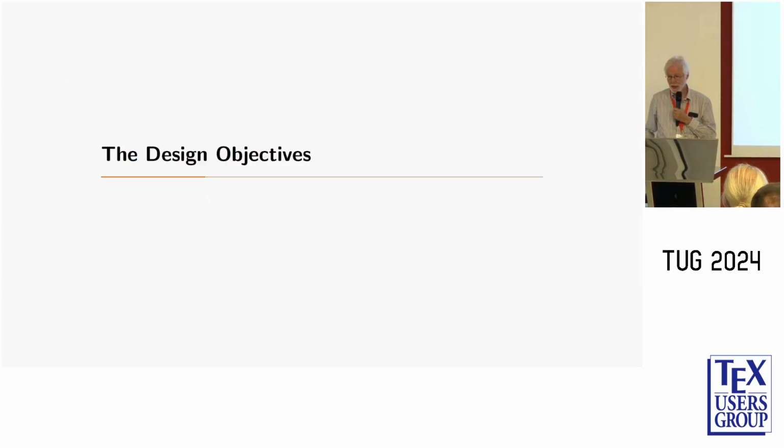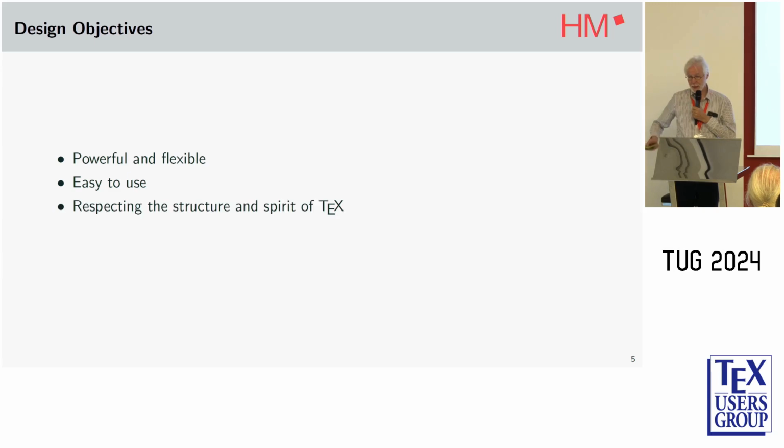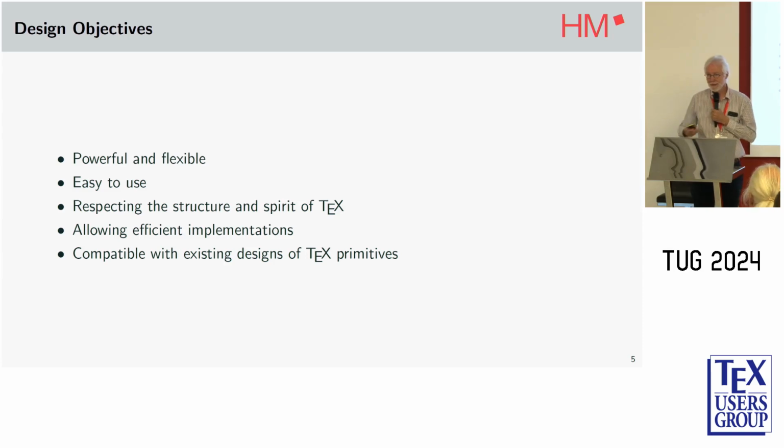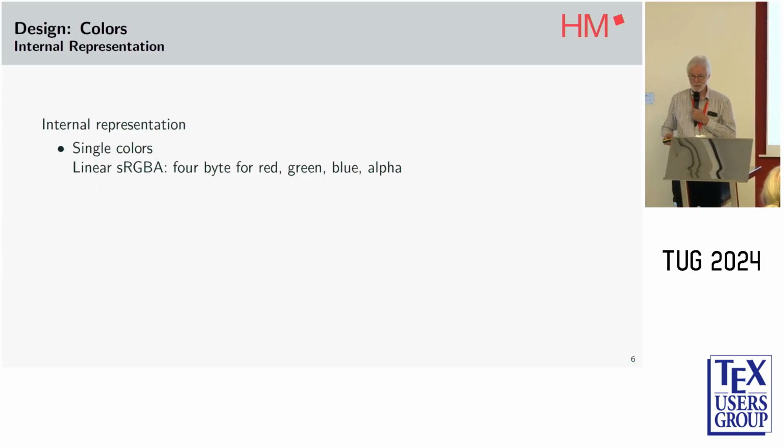So here are my design objectives. Of course, I want them to be powerful and flexible. They should be easy to use. They should respect somehow the structure and the spirit of TeX. That's a bit soft, but the idea should be clear. And they should allow an efficient implementation. And they should be compatible with the existing designs. So that's a lot of conflicts in this design space. Now the next thing is I present my design and we will see how far I got.